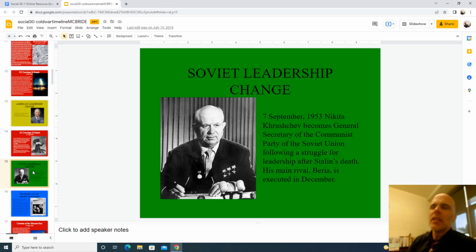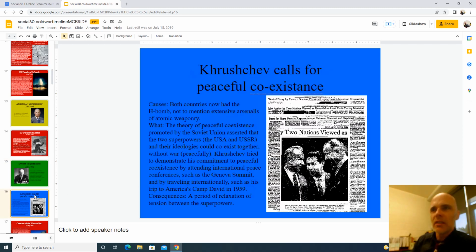But by 1956, we can see that Nikita Khrushchev is the next Secretary General or General Secretary of the Communist Party of the Soviet Union, and therefore the de facto leader of the Soviet Union. He's going to have his main rival killed. At the same time, he's going to call for peaceful coexistence, saying that war is not inevitable.